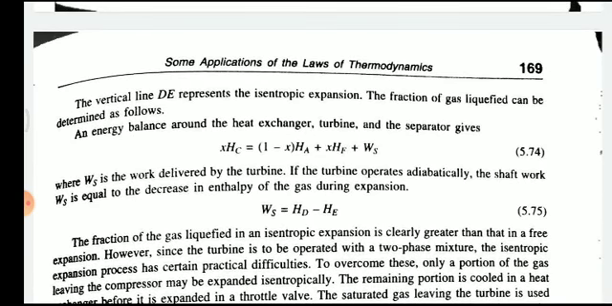1 minus x Ha plus x Fa plus Ws, where Ws is the work delivered by the turbine, and if the turbine operates adiabatically, the shaft work Ws is equal to the decrease in enthalpy of the gas during the expansion. So it is given by the equation Ws is equal to Hd minus He, and the fraction of gas liquefied in isentropic expansion is clearly greater than in the free expansion.